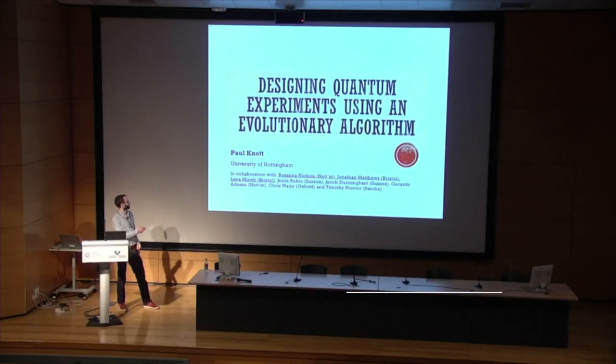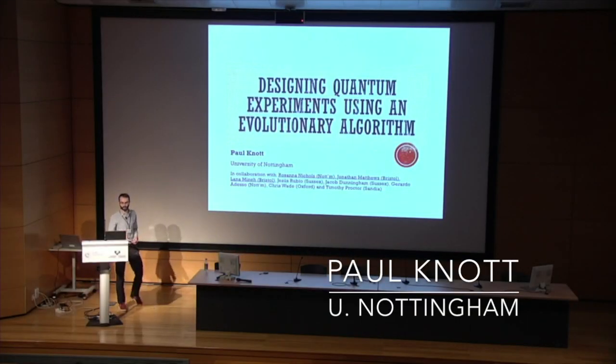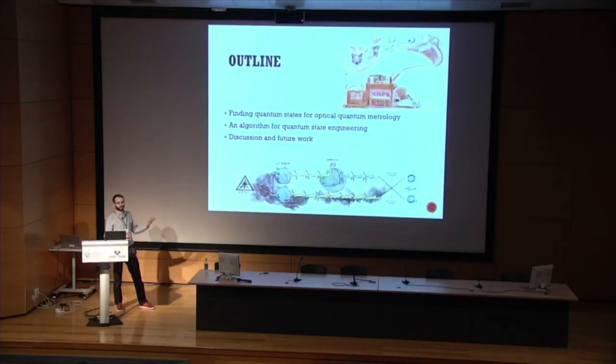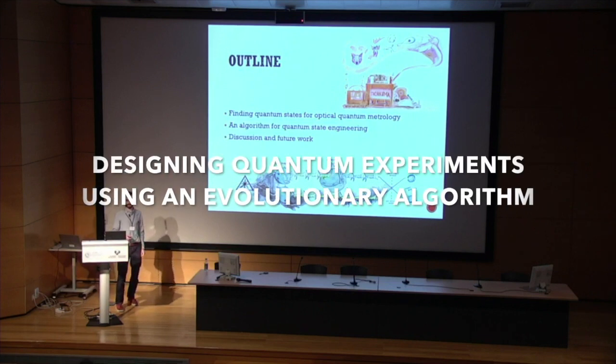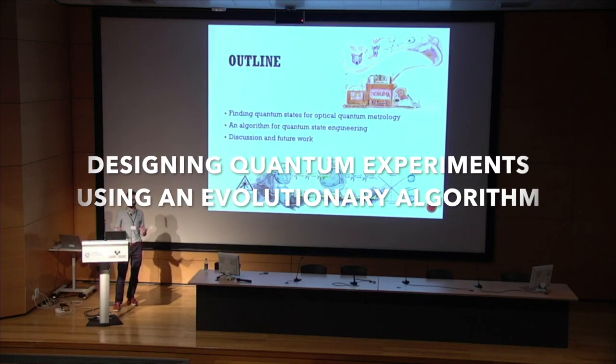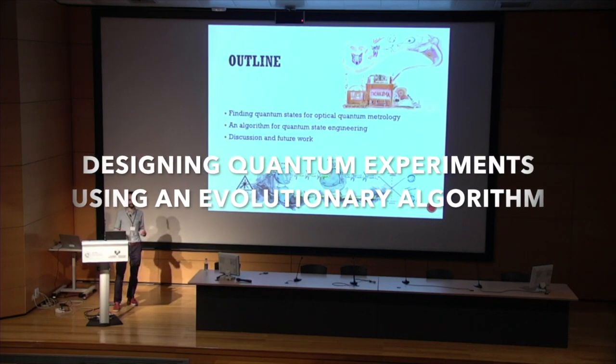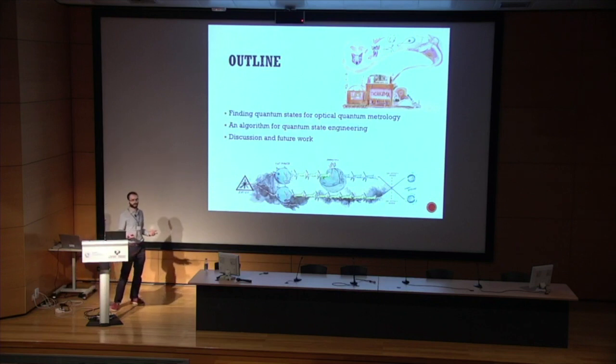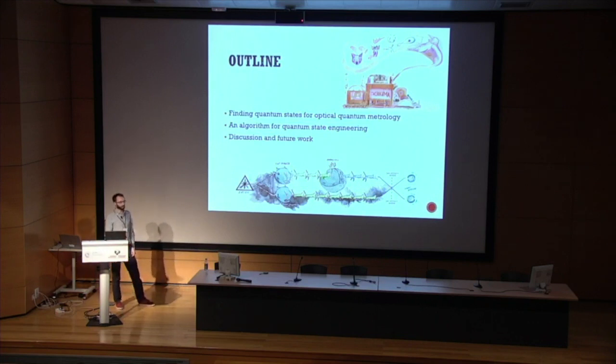I'm Paul Knott from the University of Nottingham, and I'm going to talk about designing quantum experiments using an evolutionary algorithm. So just an outline of the talk. I'm going to start by talking about finding quantum states for optical quantum metrology, which was the topic of my PhD. I'm then going to talk about an algorithm that we can use for quantum state engineering that relates to this optical quantum metrology. And then I'm going to give a discussion and talk about future work.